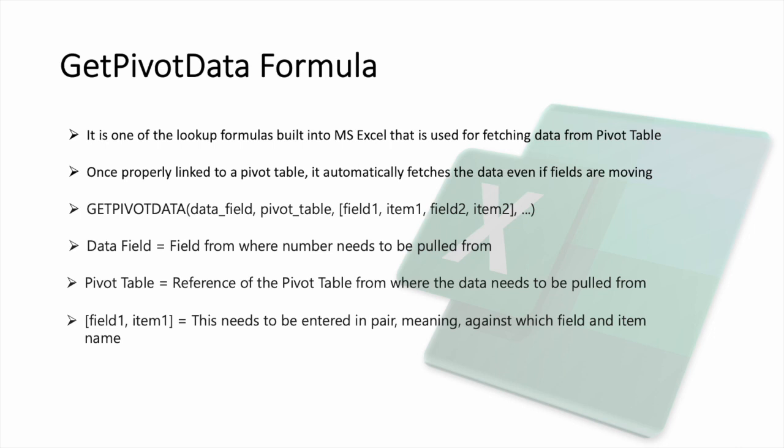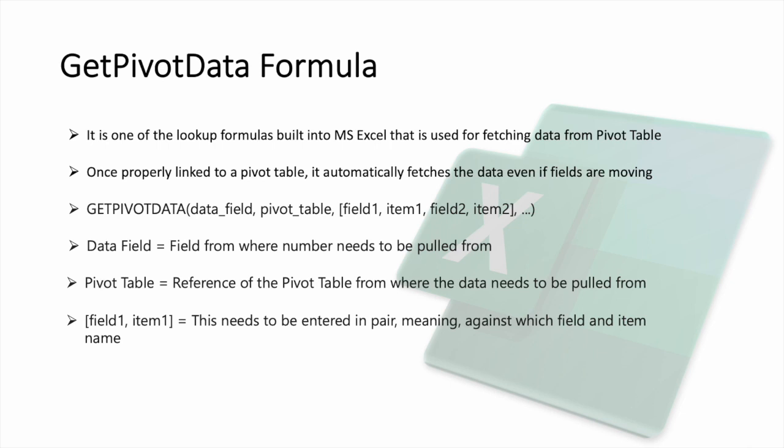In this video, I'm going to introduce you to a very powerful lookup function in Excel called GetPivotData, which only works on pivot tables. It is used to fetch data from a pivot table into your dashboards or reports or any other formula that you might be using. The best part of this formula is that once properly applied, you do not have to worry about changing the ranges if the position of the fields change. Only one thing needs to be kept in mind: you do not change the position of the pivot table. Otherwise, you will have to change its reference as well in the formula.